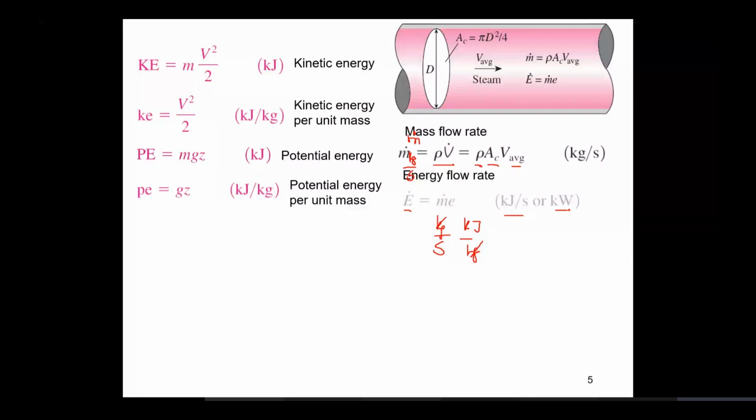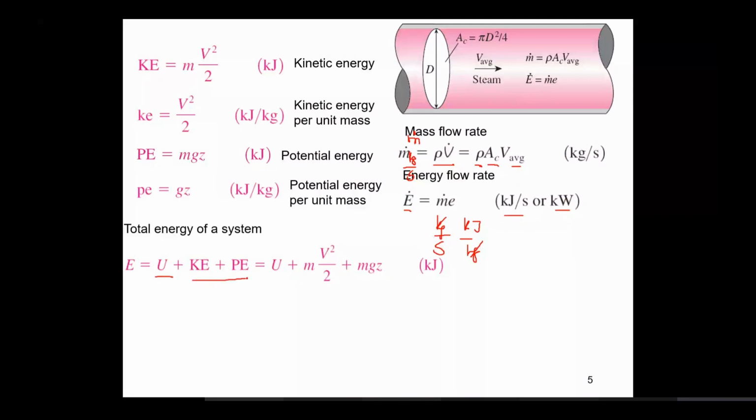Moving on, the total energy of the system. How many components are there to the total energy of the system? We've already learned one is the microscopic part, which is represented by the letter U, internal energy, and the macroscopic part consists of kinetic and potential energy. So if I look at the overall equation, this is the microscopic part, and these two are the macroscopic part of the total energy of the system.